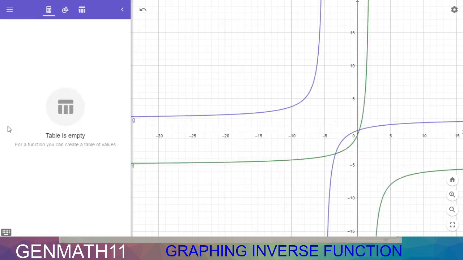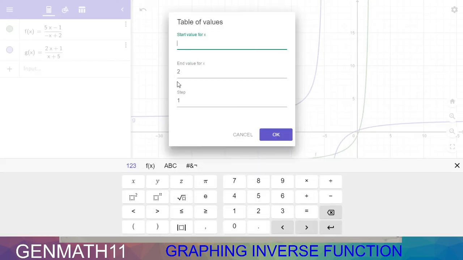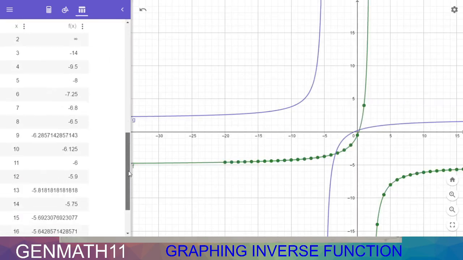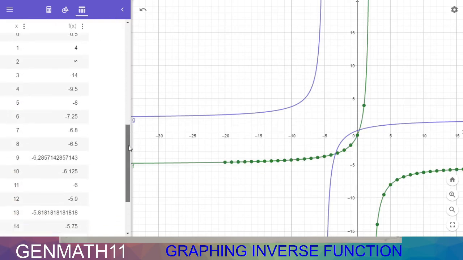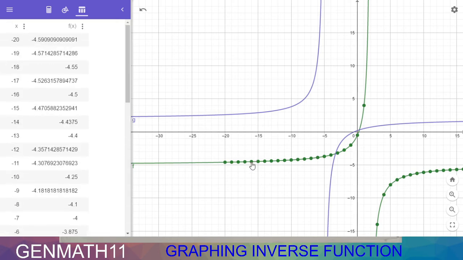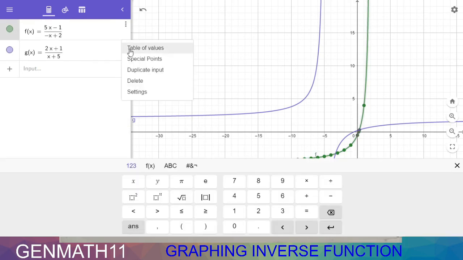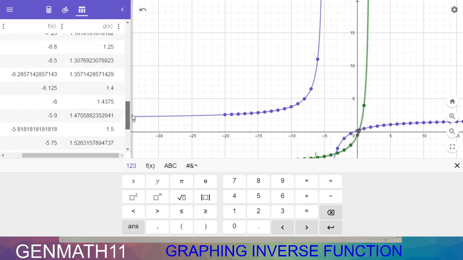Okay, tingnan natin din yung table of values niya. So, create tayo ng table of values from negative 20 up to 20 na lang. So, yan, nakuha na natin yung dito. Then, sa kabila naman ay ganun, ano ba yung last natin? Gawin na lang natin siyang from, pinagparehas ko na lang din. Yan.